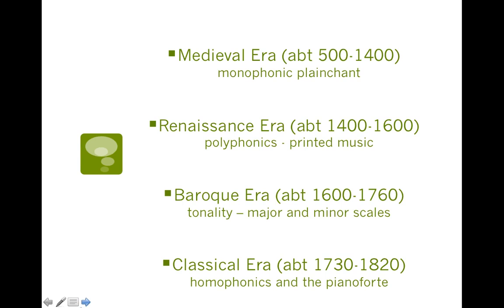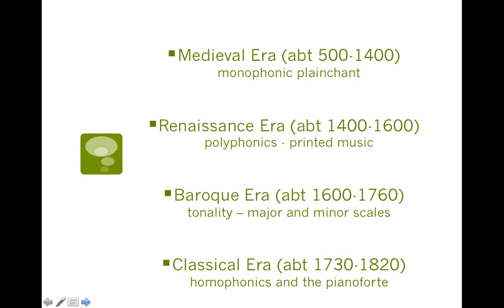In the Renaissance, they started to experience polyphonics. Part of the reason is because they could write it down. Gutenberg had invented his printing press, and music could now be written down, and people could learn it quicker because they could see it. They didn't have to memorize it by listening. And polyphonics, more than one melody, started to weave together to make their beautiful Renaissance music.